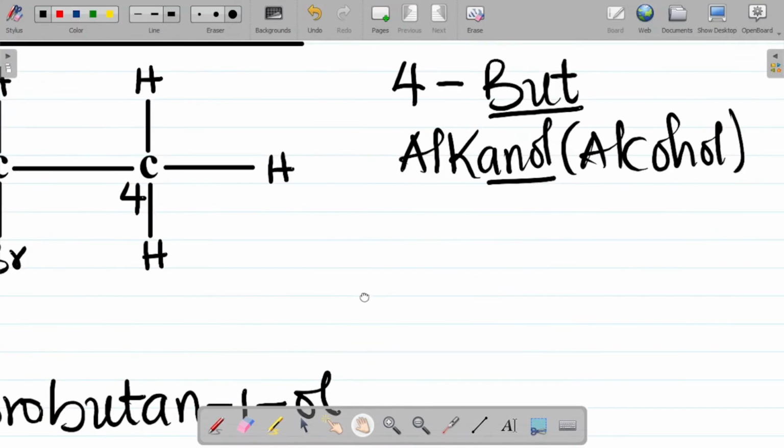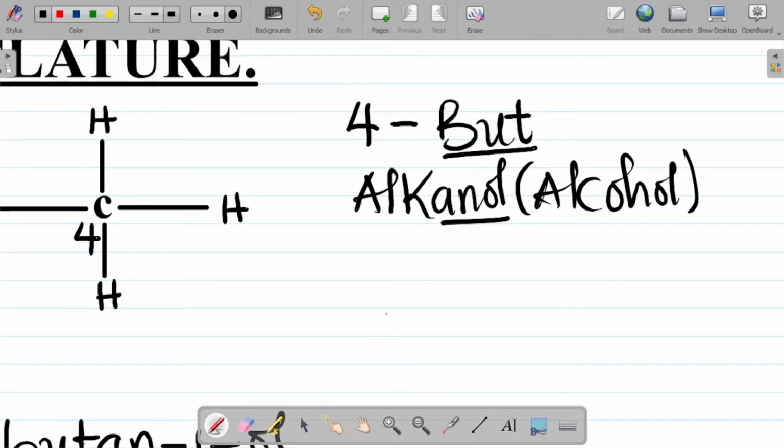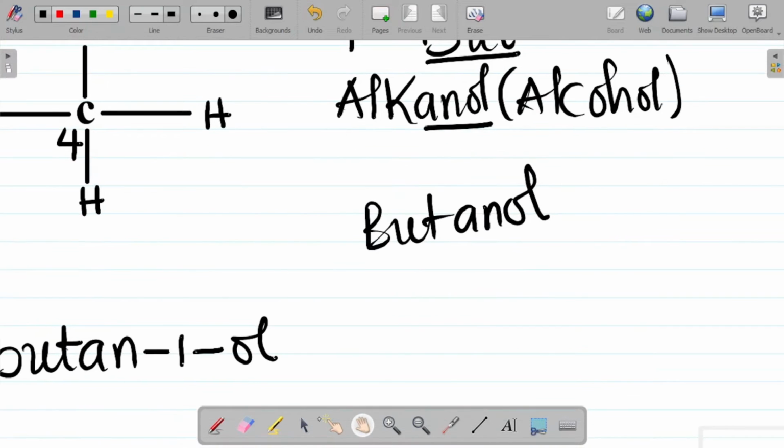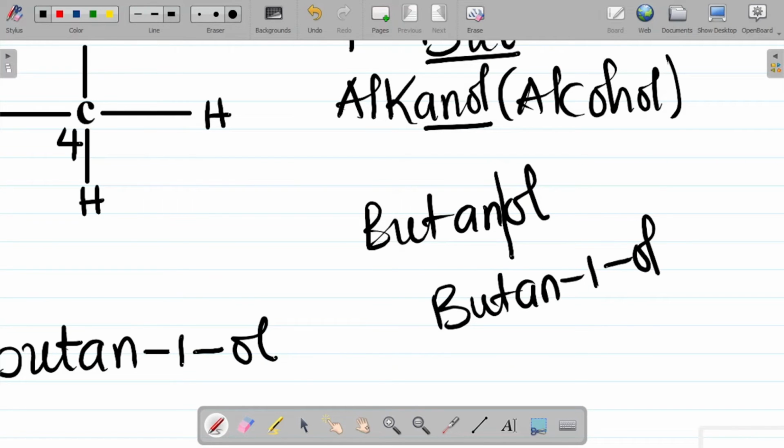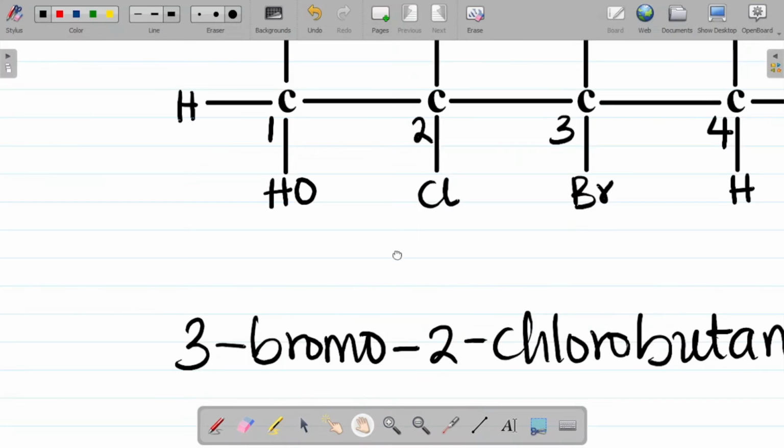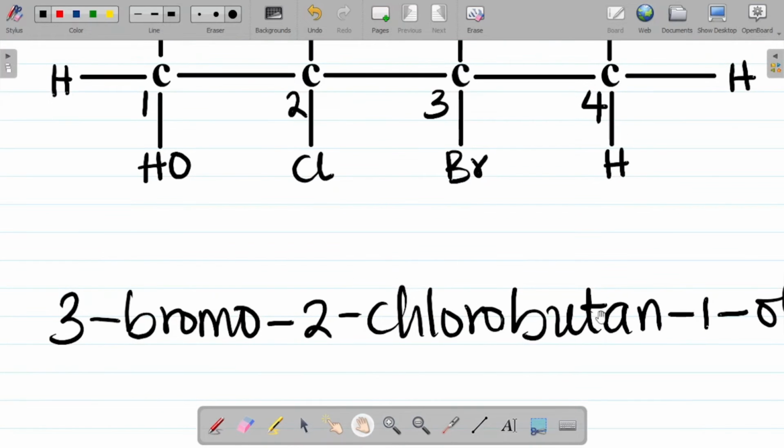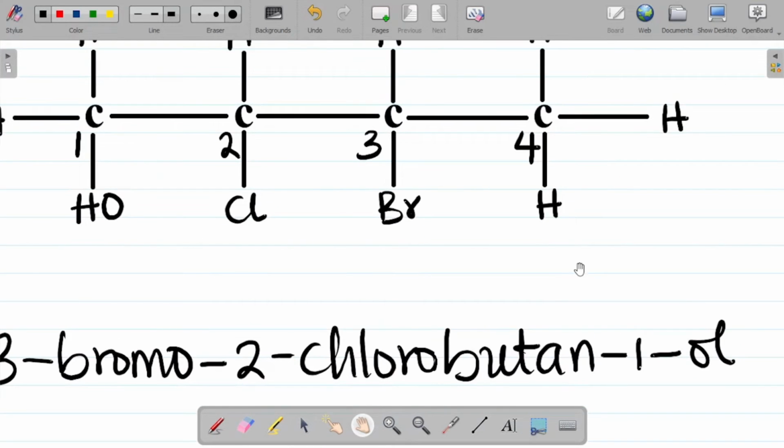All right. So this should have been butanol. This would have been butanol. But in trying to show the position where the OH group is attached, which is carbon 1, we now have to separate this this way. So it becomes butan, okay, 1-ol, and that's what we have here. All right, so the name of this compound is 3-bromo, 2-chloro, butan-1-ol.